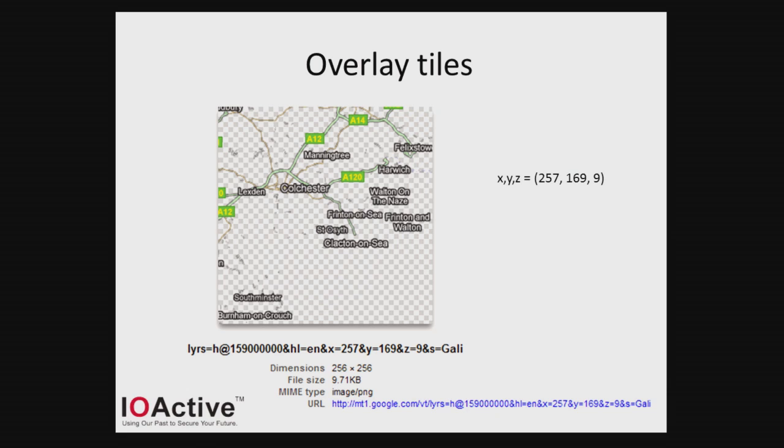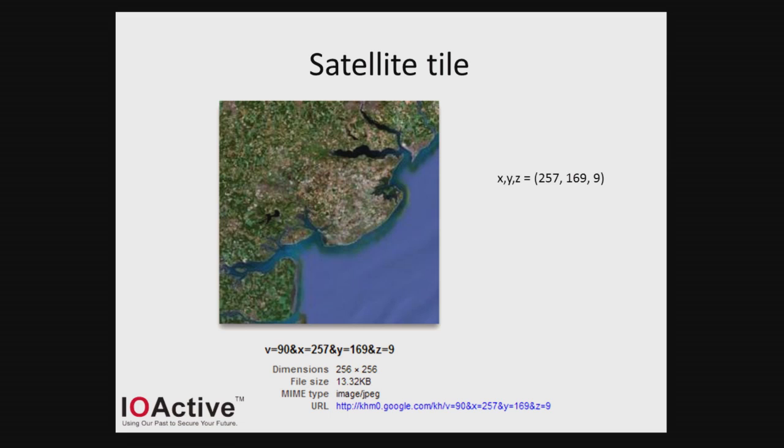So Google Maps uses these overlay tiles. These are transparent PNGs, and these just contain all the city names, all that stuff, right? So in this case, you've got the XYZ triplets, 257, 169, 9, and the URL there. That's the URL that's being requested. And if this goes over SSL, you can't really figure out which actual images it is. And this is the satellite tile, the corresponding one. And you can see there again, same XYZ triplet, and the URL. This is how it works.